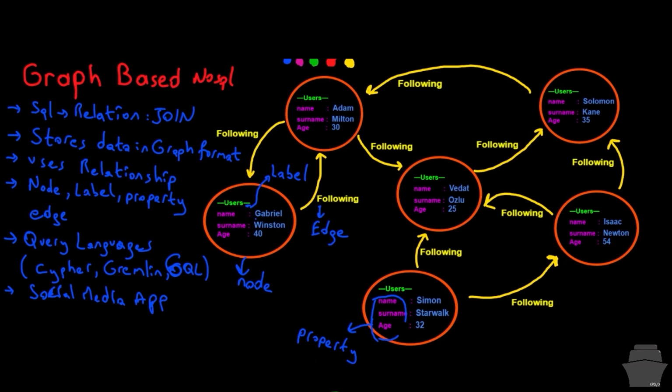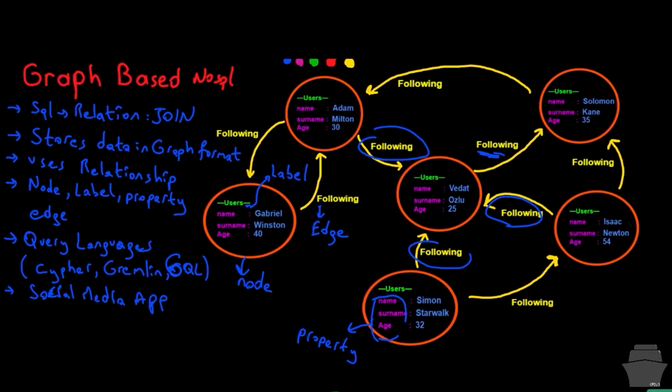For example, let's say I want to find who is following Vedat. To do this, we are going to look at the arrows that come into Vedat's node. 1, 2, and 3. So there are 3 users that follow Vedat. These are Adam Milton, Simon Storbolg, and Isaac Newton. So how many users are there that Vedat is following? To find that, we can look at the arrow that comes out from Vedat's node. There's only one, Solomon Kane.